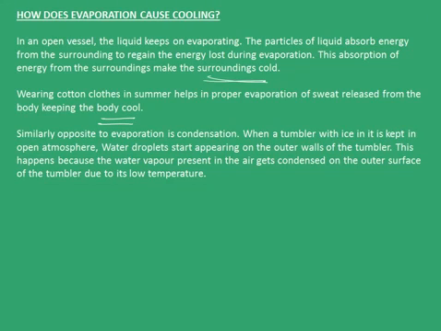Similarly, opposite to the phenomenon of evaporation is the phenomenon of condensation. In condensation, vapor converts into liquid. When a tumbler with ice in it is kept in open atmosphere, water droplets start appearing on the outer walls of the tumbler. This happens because the water vapor present in the air gets condensed on the outer surface of the tumbler due to its low temperature.